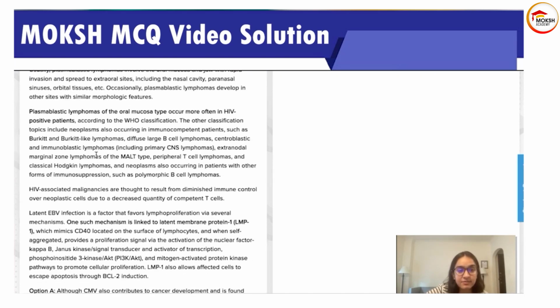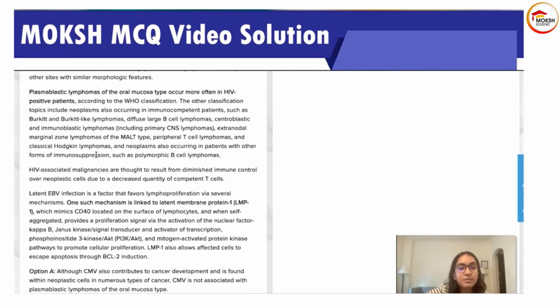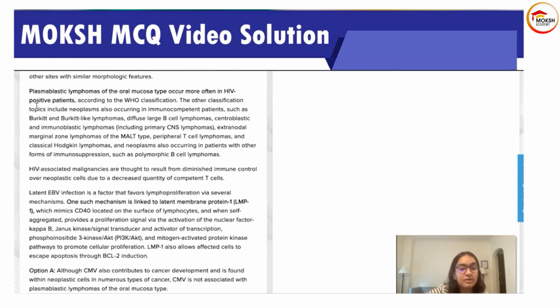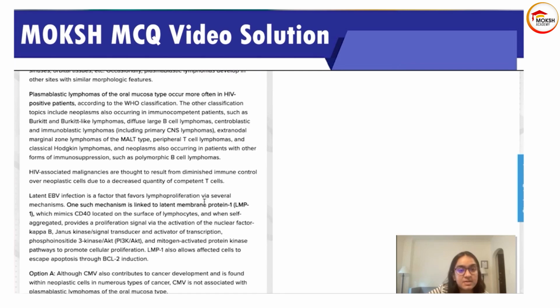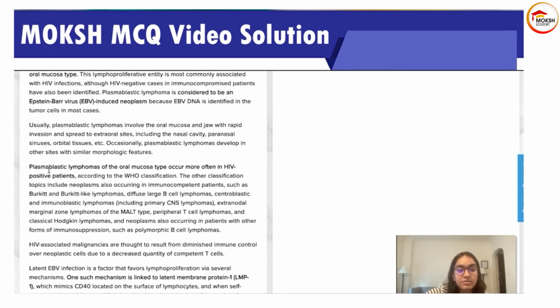So plasmablastic lymphomas of the oral mucosa type occur more often in HIV positive patients according to the WHO classification. Other classification topics include neoplasms also occurring in immunocompetent patients such as Burkitt and Burkitt-like lymphomas, DLBCL, centroblastic and immunoblastic lymphomas, extranodal marginal zone lymphomas of the MALT type, peripheral T-cell lymphomas and classic Hodgkin's lymphoma, as well as neoplasms occurring in patients with other forms of immunosuppression, such as the polymorphic B-cell lymphomas. So with HIV in particular, you need to associate this plasmablastic type of lymphoma.